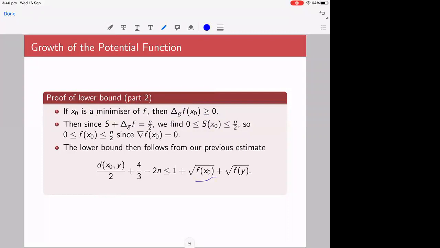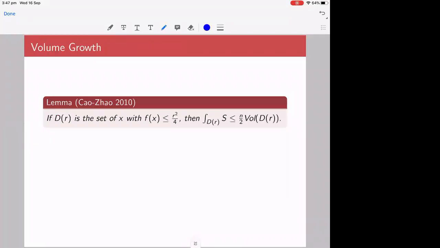Well, this term is now controlled thanks to this. And so we put that on the other side, and what we get is this, that the square root of f of y is greater than or equal to, stuff. But the important thing is that the dominating term is this guy here. So this is actually the proof of the lower bound. Okay, sweet. So that's actually the proof of the upper and lower bounds for the potential function of a Ricci soliton, a gradient shrinking Ricci soliton.